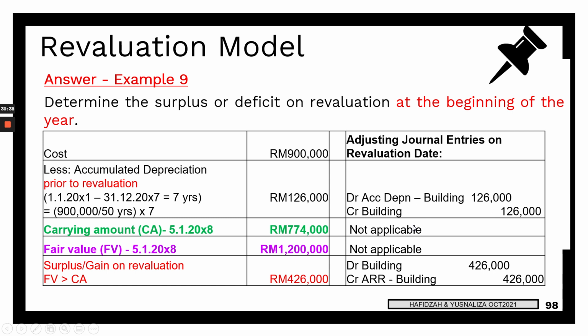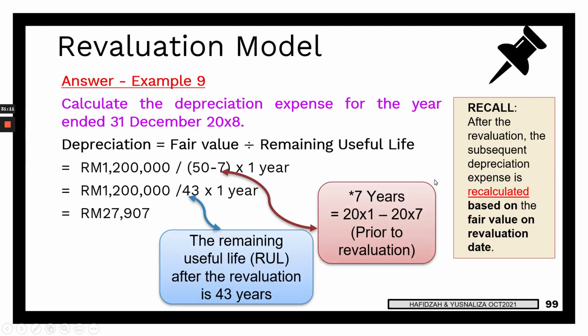These are the journal entries that you should pass for the elimination of the accumulated depreciation, and also for the revaluation surplus for the building. There is no journal entry yet for the depreciation because this is at the beginning of 2000X8, which is on 5th of January. So no depreciation yet has been charged. It will be charged at the end of the year. Right. So those are the things that you need to work out.